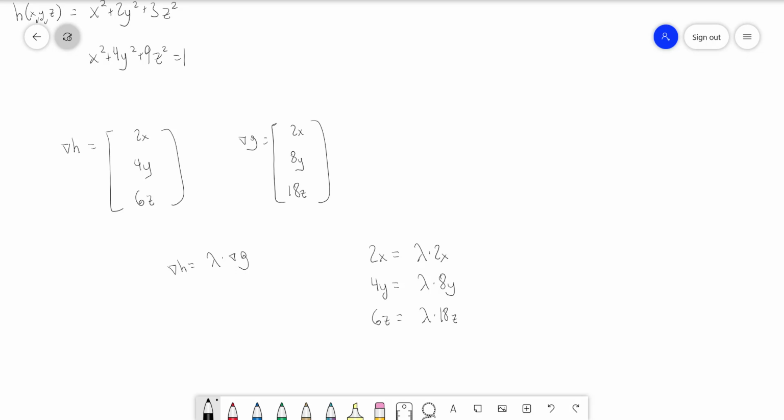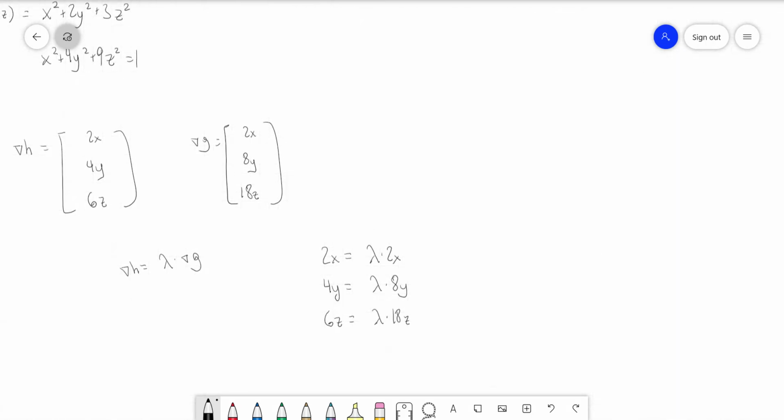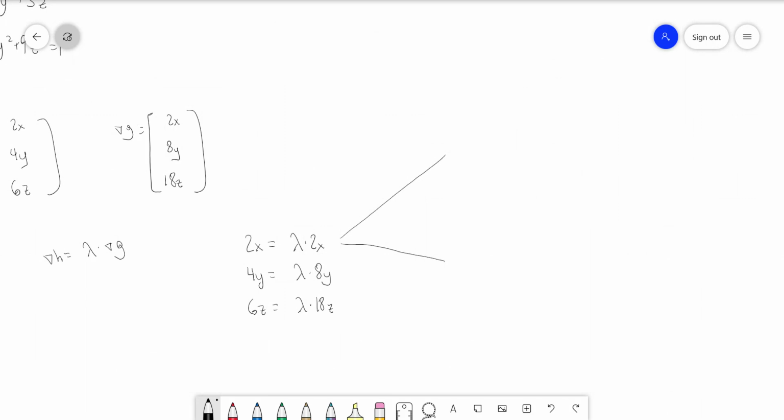So it looks like I'm going to consider a couple of different cases here. Let's start with the first equation, 2x equals lambda 2x. From this equation, there are two possibilities. Either lambda is equal to 1. But wait, let's see here. If lambda were equal to 1, that will give me 4y equals 8y, and 6z equals 18z. But then the only way for these to be possible is if y and z were both equal to 0.